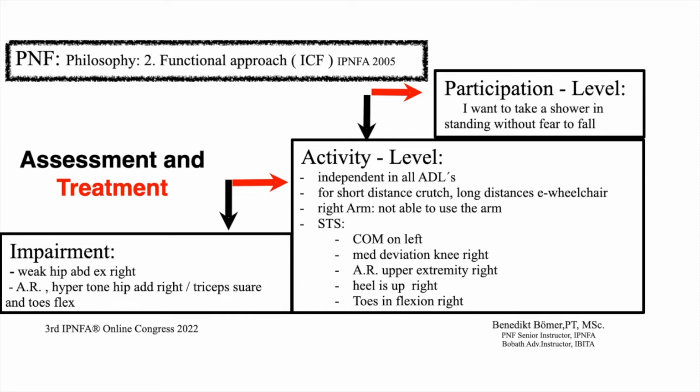The impairment for me in this treatment session was that she has weak hip abductors and external rotators on the right side. She shows an associated extension, hypertone hip adductors on the right, and the triceps surae was hypertone, as well as the toe flexors.